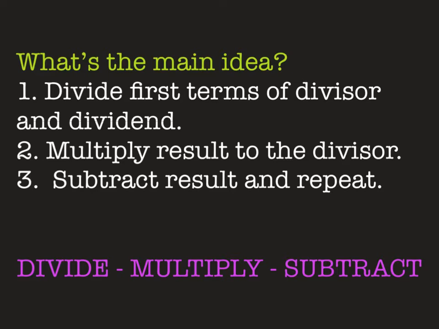The second step is that we're going to multiply the result to the divisor. So we would write the result on the top of our dividing bar. We would multiply it against the divisor and then subtract the result and repeat. So we have divide, multiply, subtract, repeat.